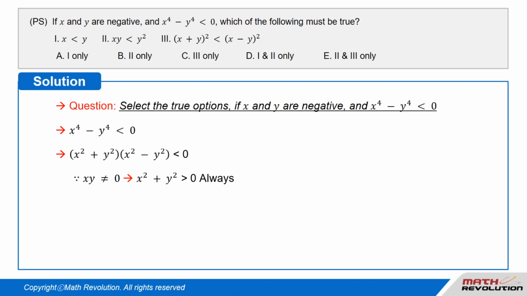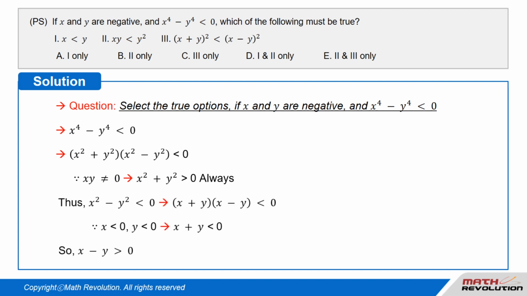The equation x to the power of 4 minus y to the power of 4 is less than 0 can be further expanded as (x squared plus y squared) times (x squared minus y squared) is less than 0. We know that as x times y is not equal to 0, x squared plus y squared will always be positive. Thus, x squared minus y squared is less than 0.